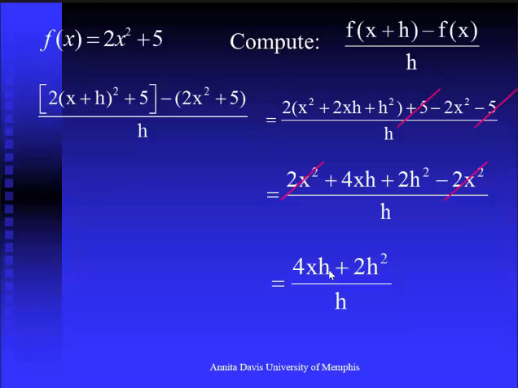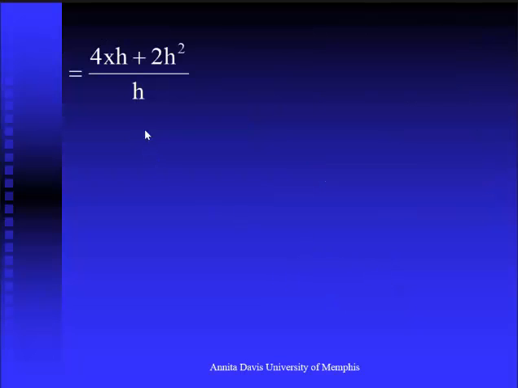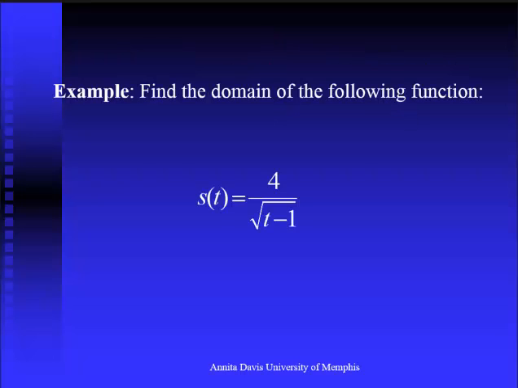Well, there is a factor of h here, so we can factor out an h. What's left is 4x plus 2h, over h. Now these h's cancel, and the result is 4x plus 2h.